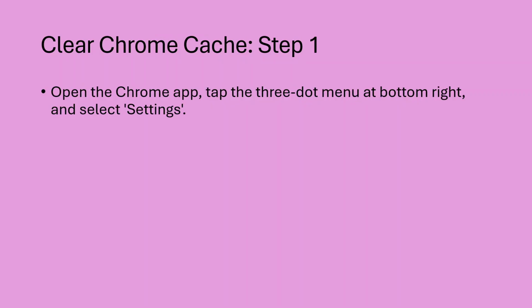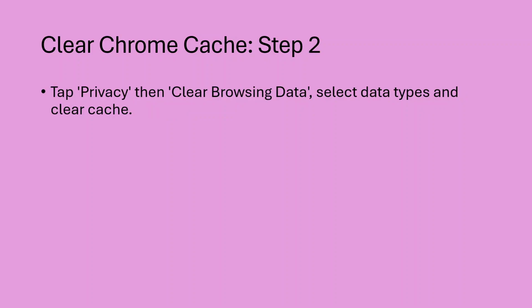Then for Chrome, open the Chrome app, tap the three-dot menu at the bottom right and select Settings. Then tap Privacy, then Clear Browsing Data, select Data Types and Clear Cache.